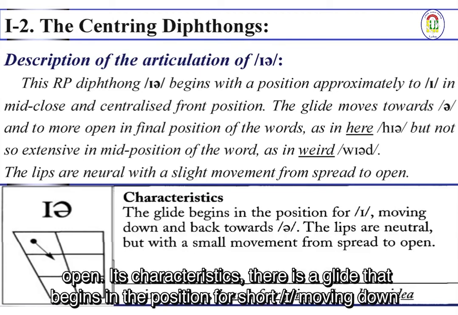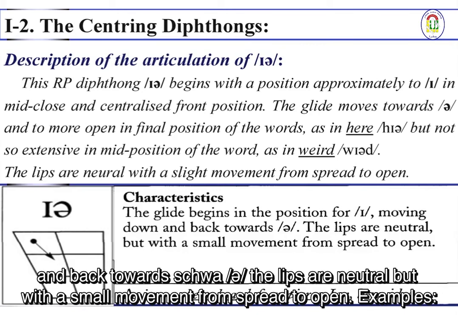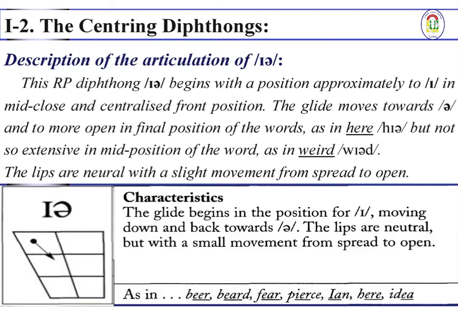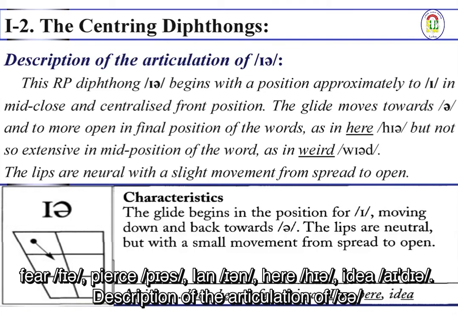Its characteristics: there is a glide that begins in the position for short E, moving down and back towards schwa. The lips are neutral, but with a small movement from spread to open. Examples: beer, fear, pierce, here, idea.